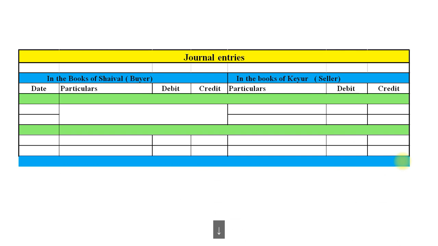So the first journal entry will be on 1/4/2008 of signing the hire purchase agreement. In the books of buyer there is no entry. In the books of seller the journal entry will be Shaival account debit to sales. The amount will be 1 lakh rupees.